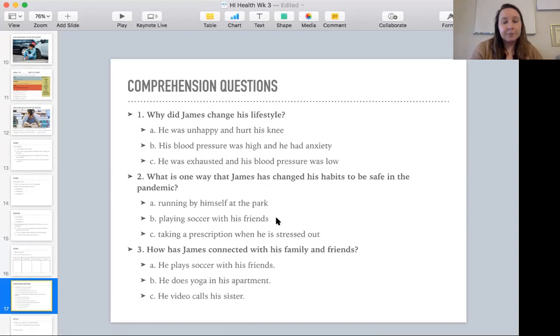Then the last piece is looking at some comprehension questions, making sure you understood what the reading was about. So number 1, why did James change his lifestyle? Number 2, what is one way that James has changed his habits to be safe in the pandemic? And 3, how has James connected with his friends and family? So after you have read, you can come back here, answer these questions to see how much you understood from the reading.